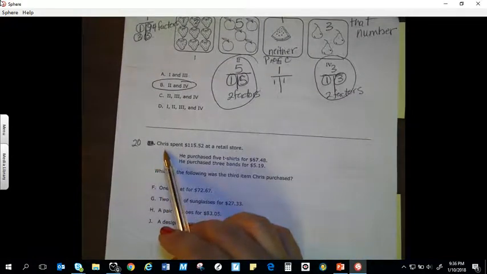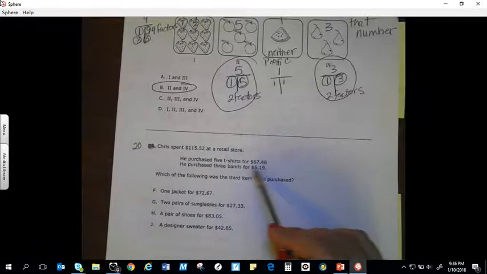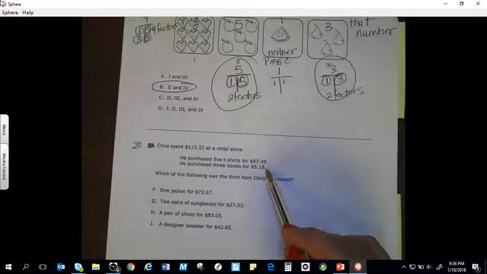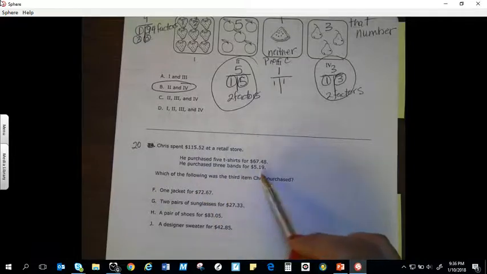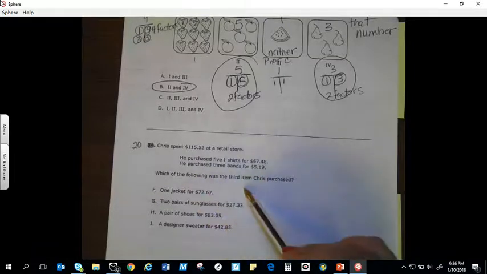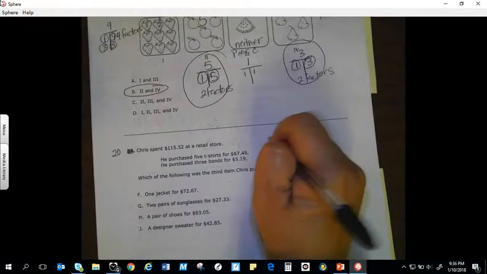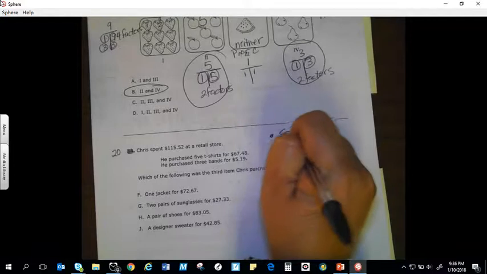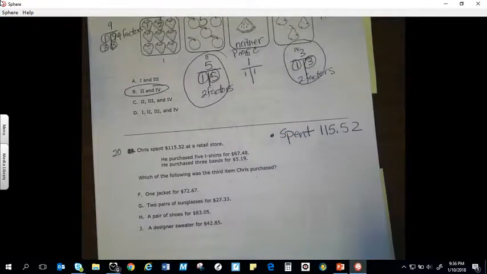Chris spent $115.52 at a retail store. He purchased 5 T-shirts for $67.48, and he purchased 3 bands for $5.19. Which of the following is the third item Chris purchased? Okay, so here's what he spent. $115.52. That's how much he spent.